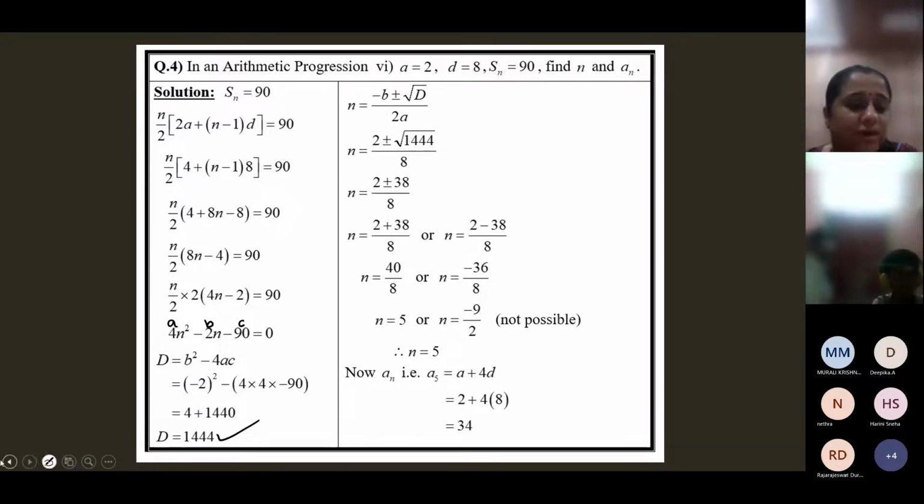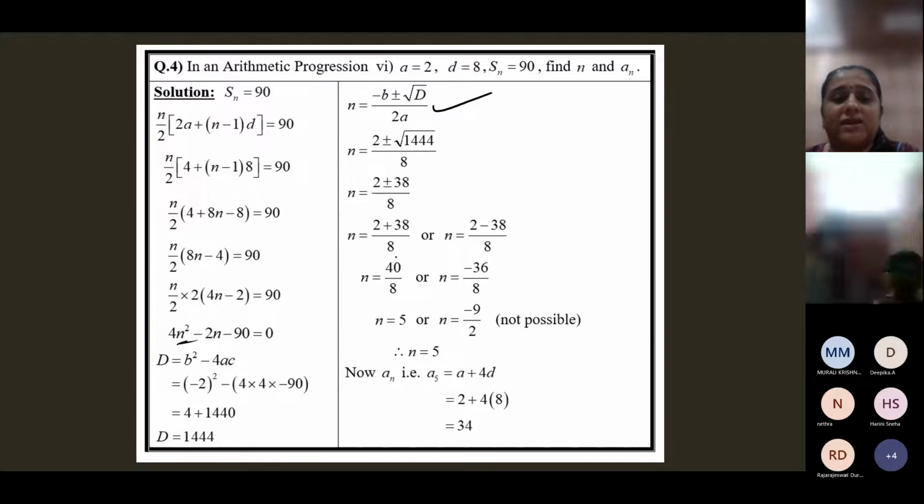Now n is equal to what? Because the variable is n. So n is equal to minus b plus or minus root d by 2a. This is the quadratic formula. Substitute the values of b, a, and d, and work this out.